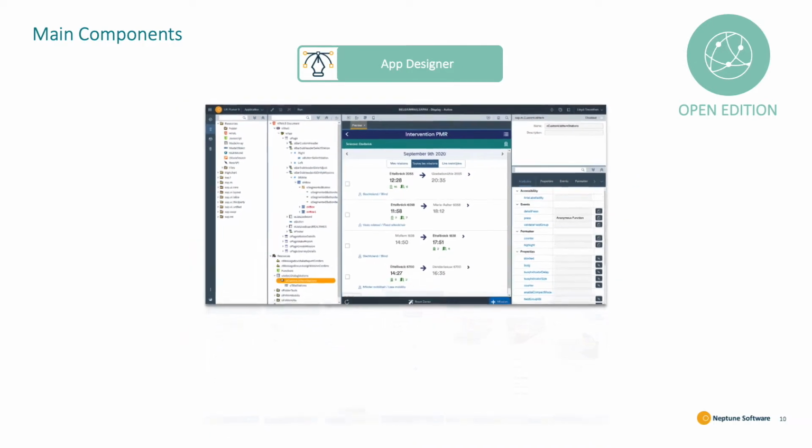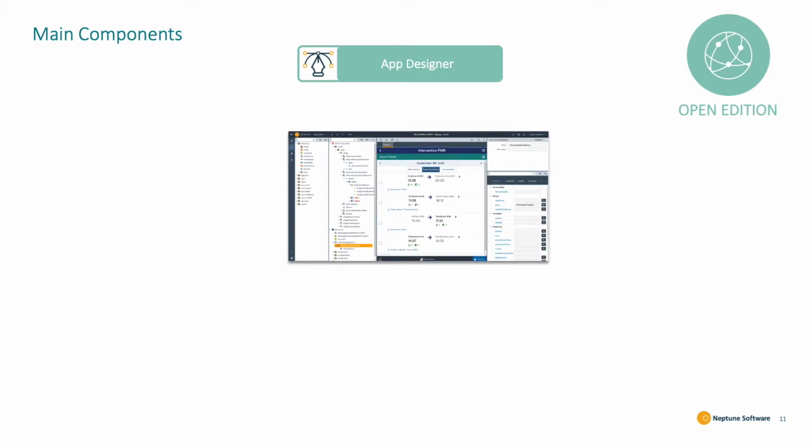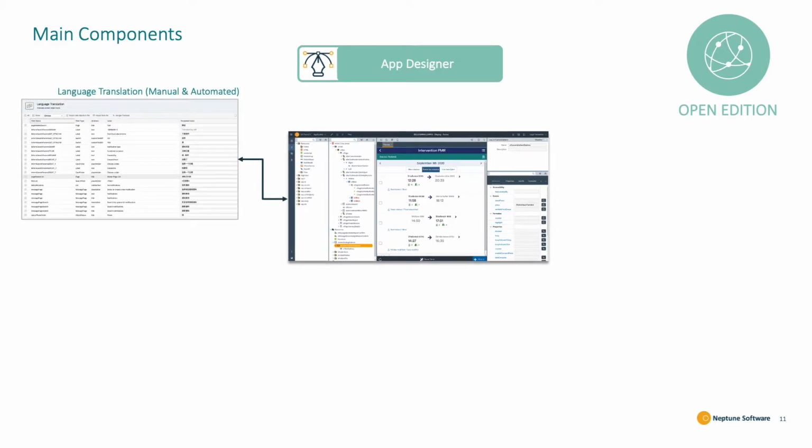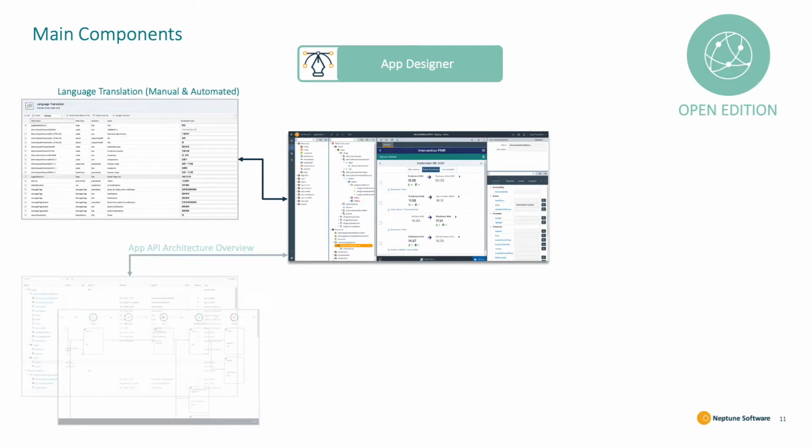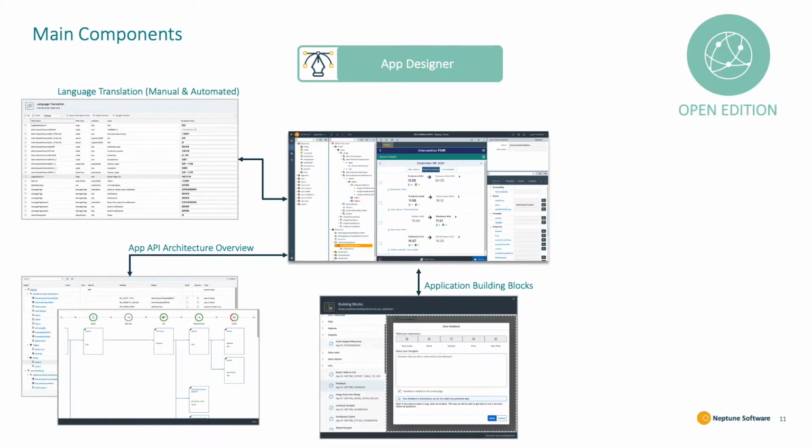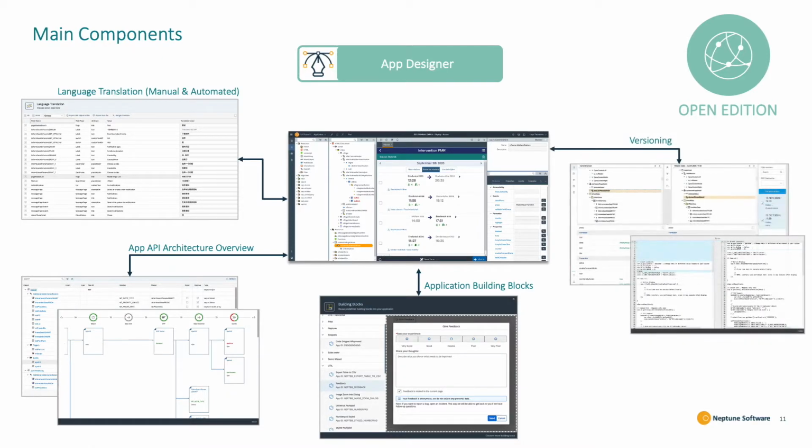The App Designer supports language translation, both manually and automatically using Google Translate, so your apps can be automatically multilingual. There's built-in tooling to see the app API architecture. You can utilize application building blocks to speed up development by joining together modular groups of elements, and versioning is built right into the tool too.